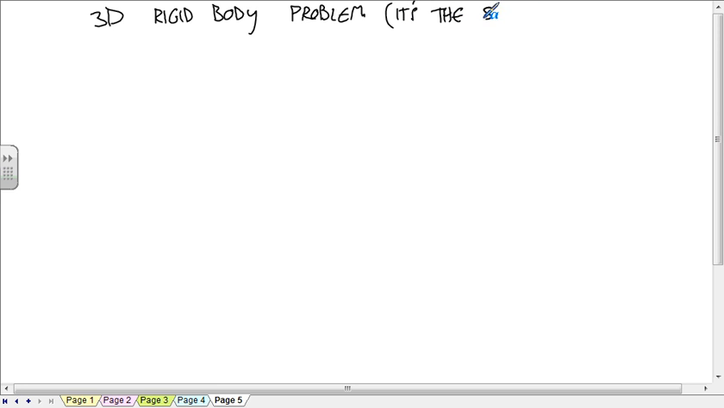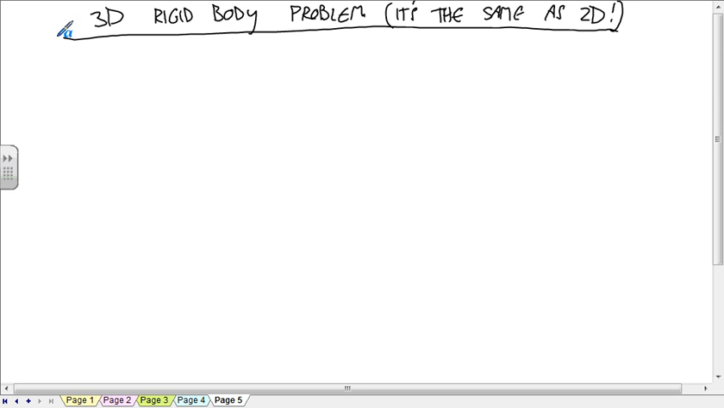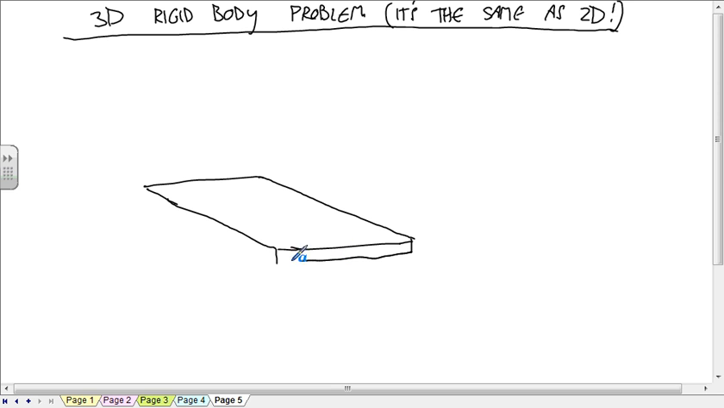And the point of this is it's the same as 2D. Okay, so let's say that we have a plate that's connected to the wall by like a pin joint type thing. And I'll draw that in more detail in a second.